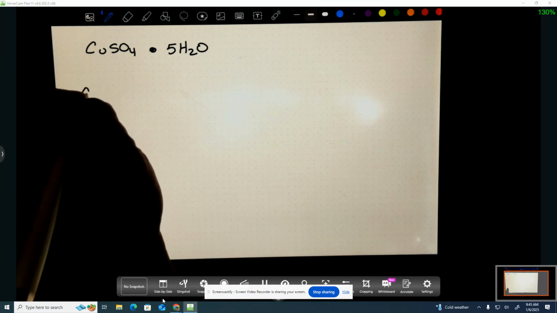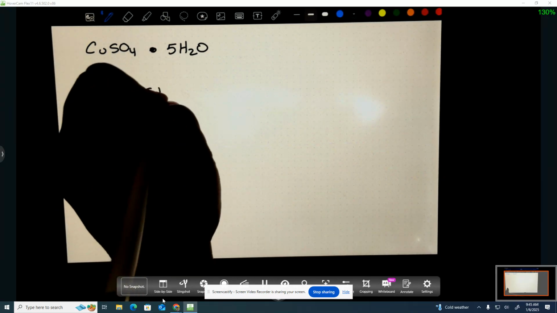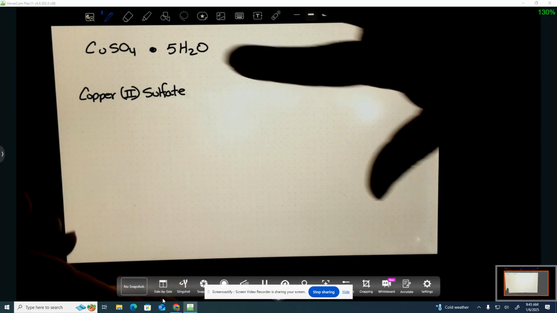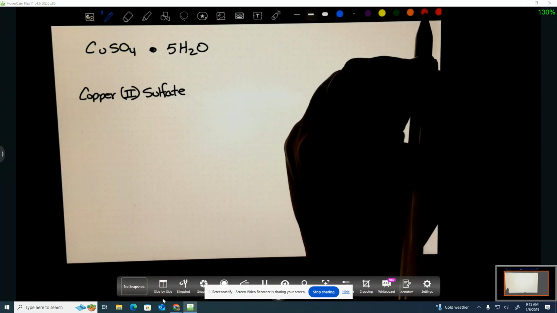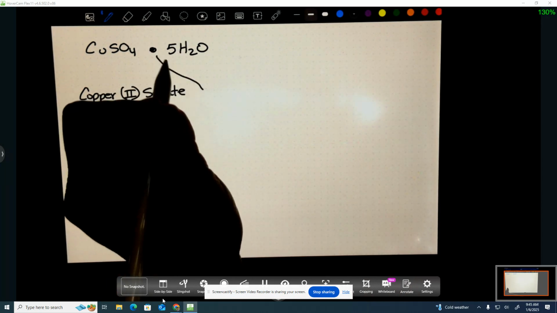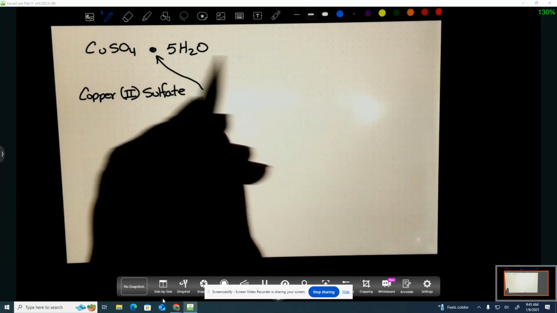Alright, so we know that this is copper 2 sulfate. That's not new news. That's just this part. Then we have this really cute little dot right here. And in math, that dot means multiply. However, we cannot be like math because we are not math, we are science. And in chemistry, that dot does not mean multiply. It means attached to.